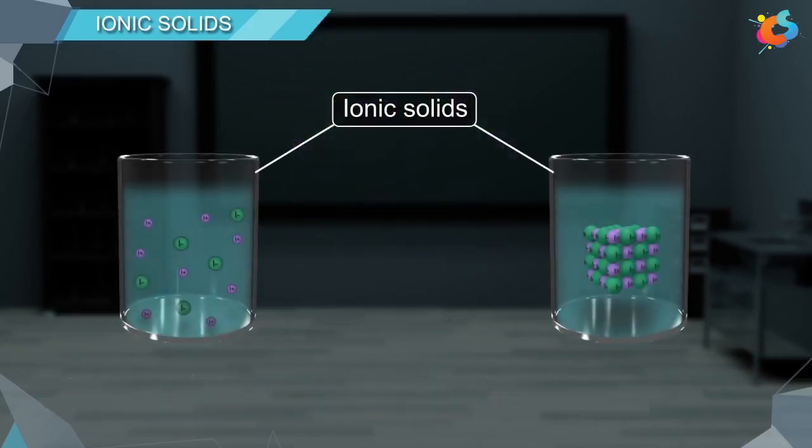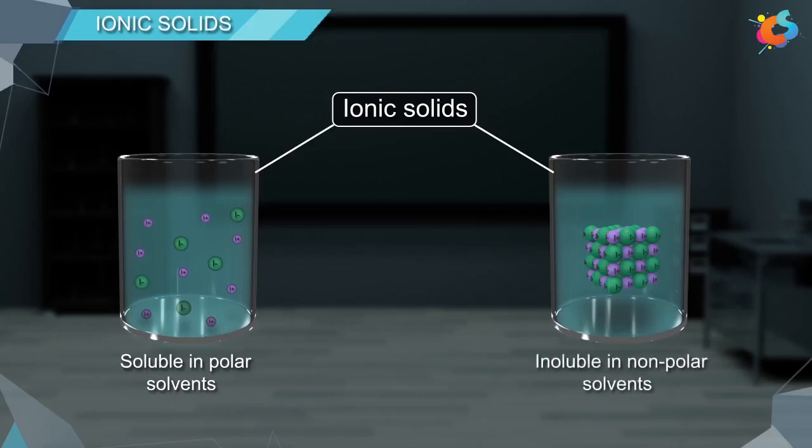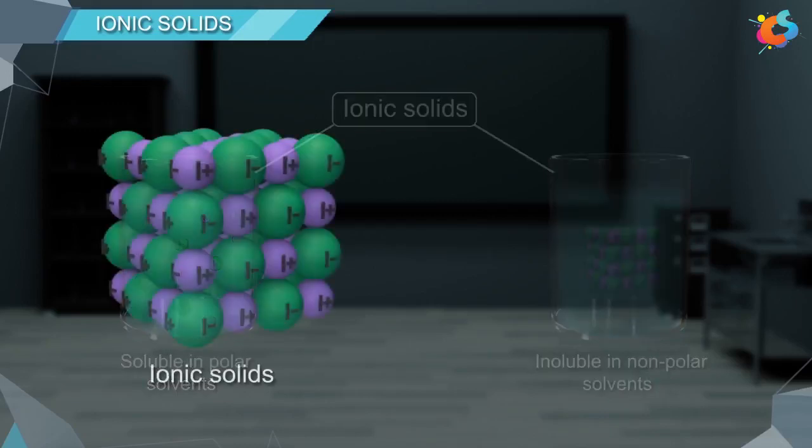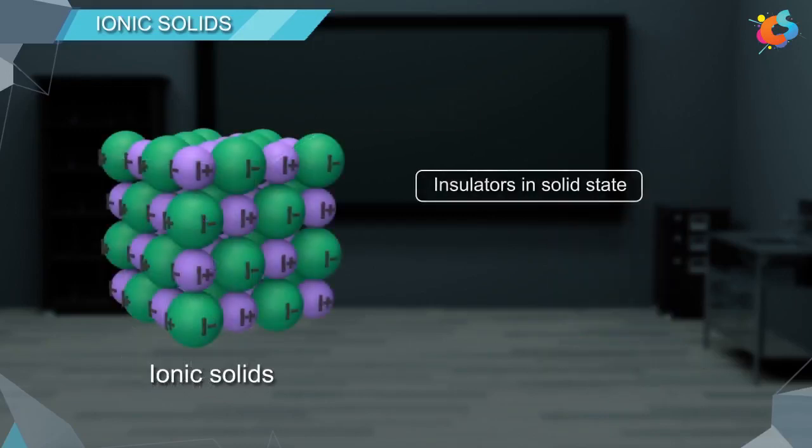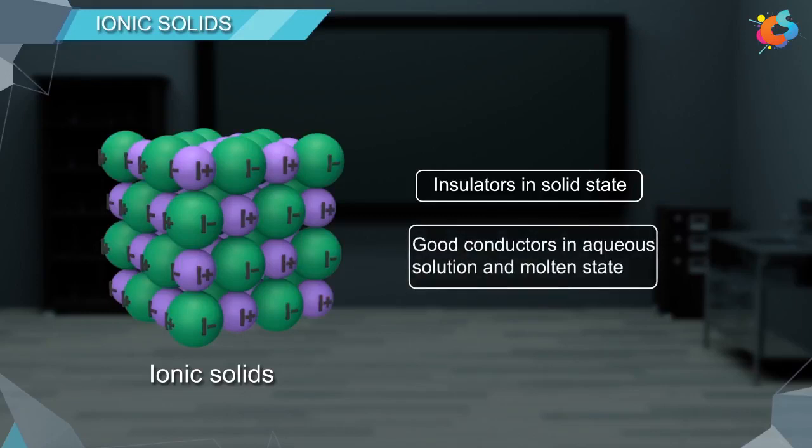Being ionic in nature, these solids are soluble in polar solvents like water, but insoluble in nonpolar solvents like ether. Ionic solids act as insulators in solid state, but in aqueous solutions or in molten state, they act as very good conductors of electricity.